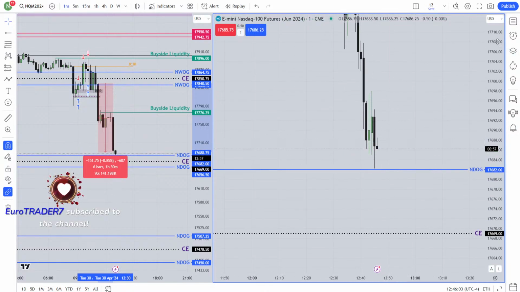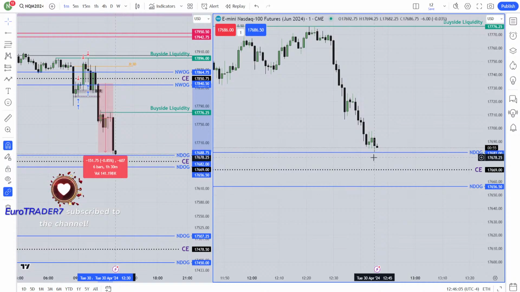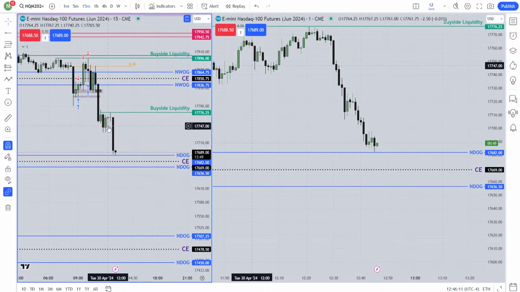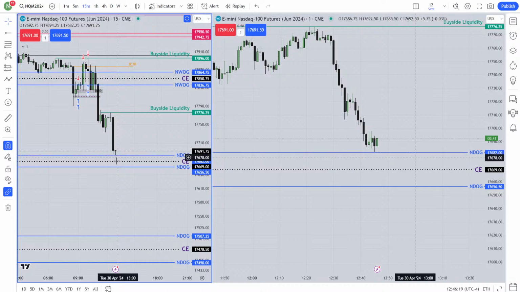No, it didn't. So I would love to see if it will reach over there. I don't know where it is going to fall, how far it is going to go. See if it can make a 15-minute fair value gap over there, and if you see any sell side liquidity, you can use that bearish fair value gap as your sell setup. But at the same time, it is now at the level of the new day opening gap.